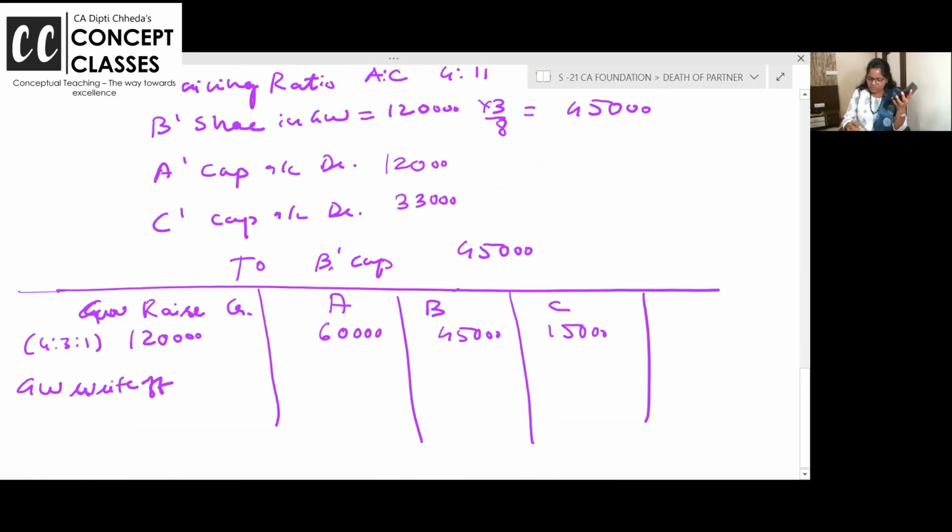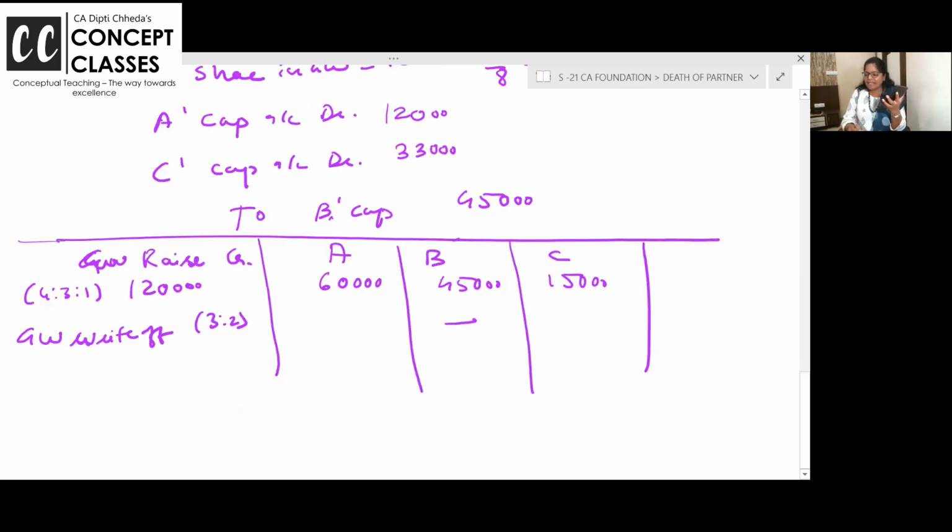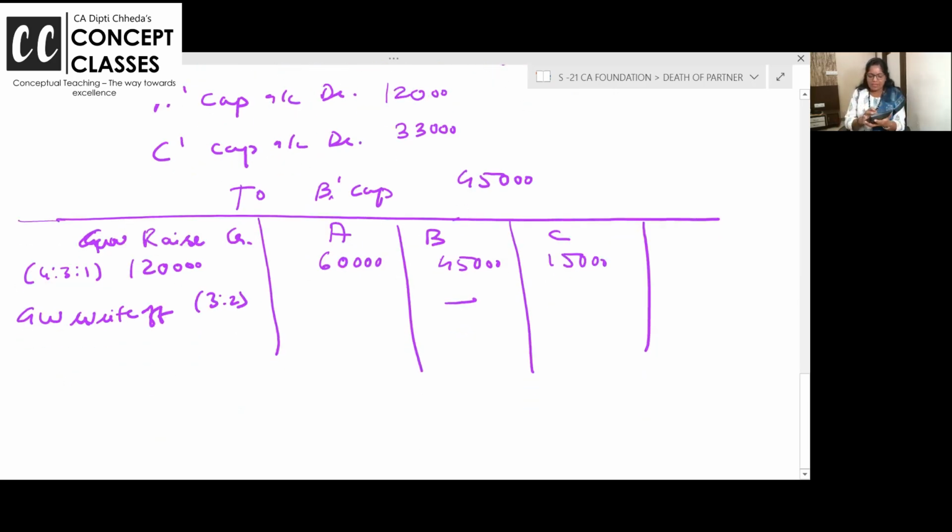What is the new ratio? 3:2. किसको नहीं देंगे उसको पहले डैश कर लेना. 120 into 3/5. 72,000 debit. 120 into 2/5. 48,000 debit.